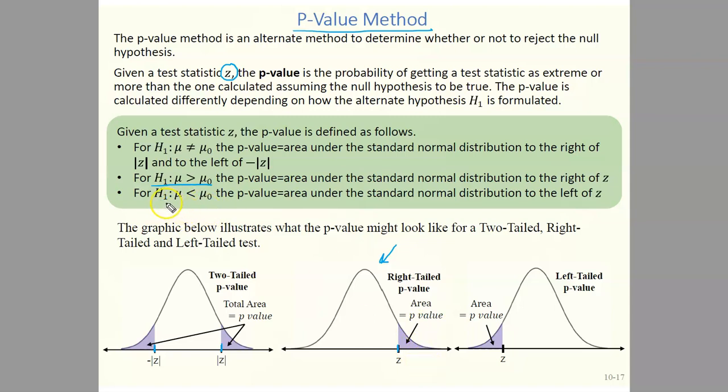Then for a left-tailed test where your alternate hypothesis looks like this, the p-value is going to be the area under the standard normal curve to the left of your test statistic like we have calculated here. Now based on this, we see that we will reject or fail to reject the null hypothesis depending on whether the p-value is bigger than your significance level or less than your significance level. Let's take a look at that on the next slide and you'll understand that a little better.